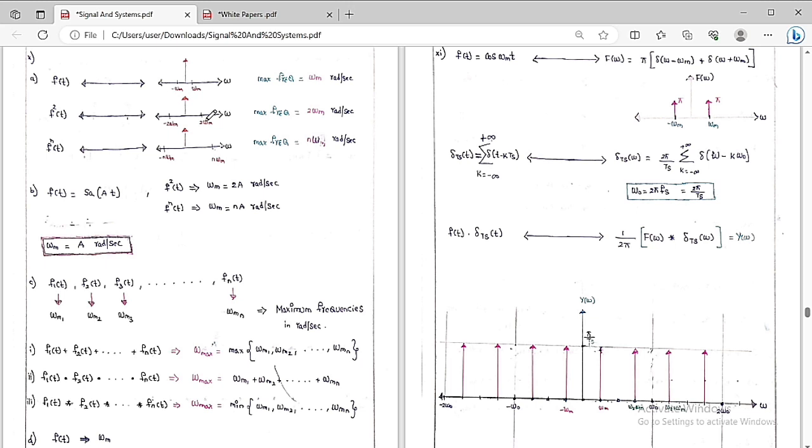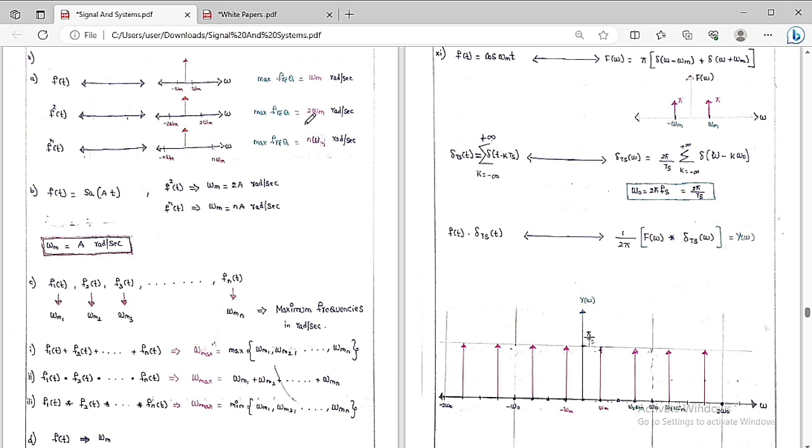So what is the meaning of this? If you simplify, the signal is going to be present up to 2 omega m and -2 omega m. So the maximum frequency is 2 omega m radians per second. Suppose you go for the nth power. If you multiply the signal n times, then if you draw the Fourier transform of the signal, it will be present up to n omega m and minus n omega m. So the maximum frequency is n into omega m radians per second.